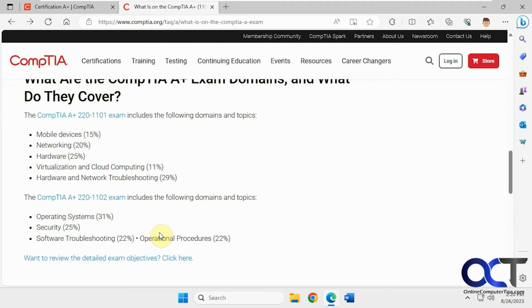One good way to study for the A+ exam is to do practice tests, because even though there's only 90 questions on each exam, there's hundreds of questions that you could possibly get, so it's not the same 90 for everybody. So one good way to go about this is to find some online practice exams.